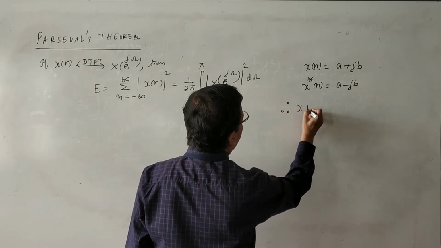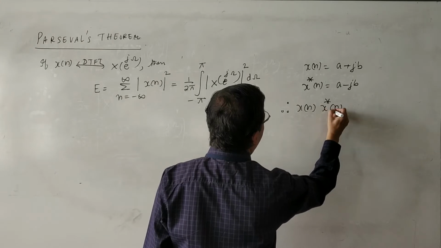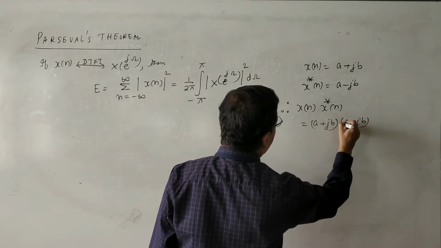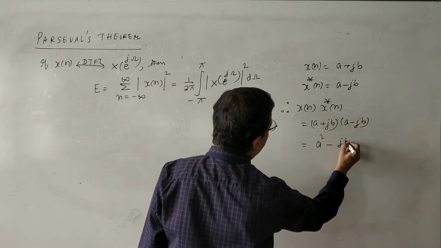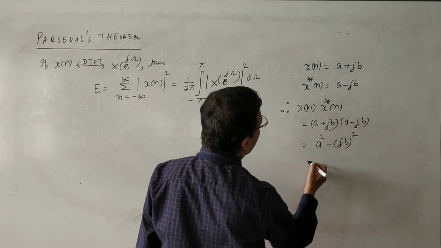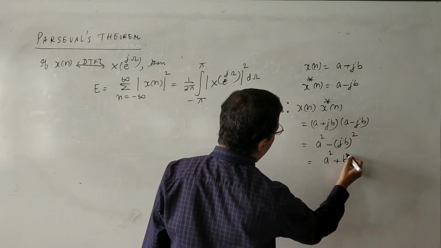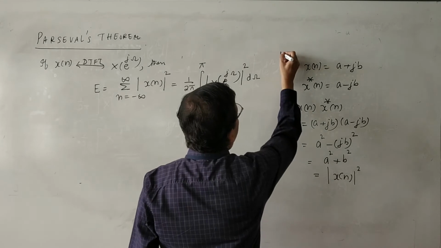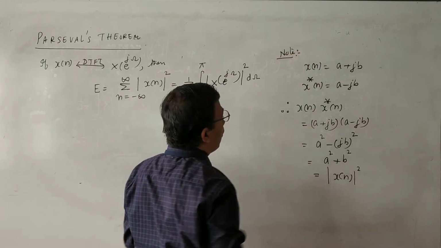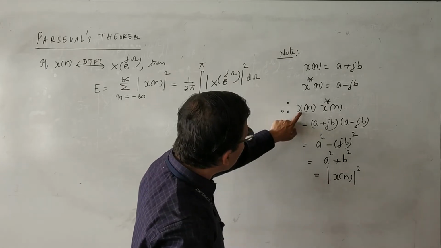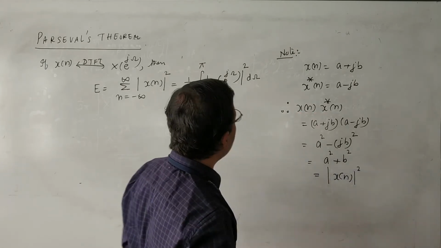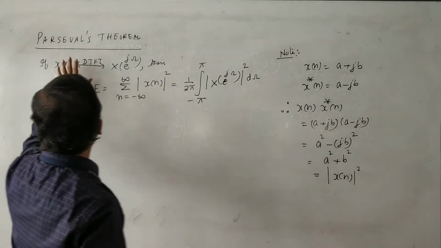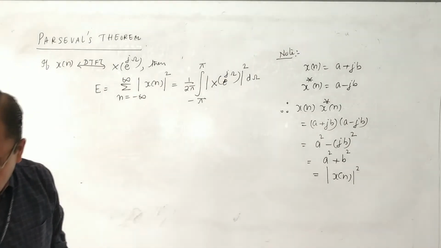Therefore, what is x of n into x conjugate of n? Nothing but a plus jb into a minus jb. This is nothing but a square minus j square b square. J square is minus 1, so that you get a square plus b square. This is nothing but magnitude of x of n whole square. So what is important is, magnitude of x of n whole square is nothing but x of n into x conjugate of n. This knowledge is required for proving Parseval's theorem. So the Parseval's theorem proof will start now.